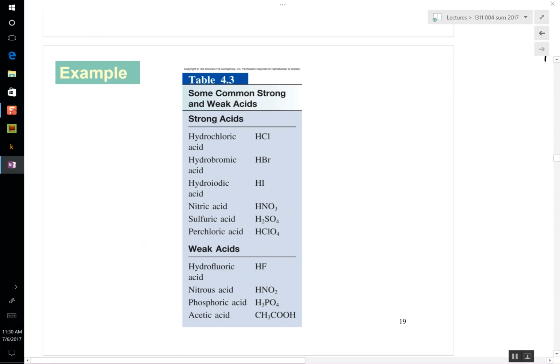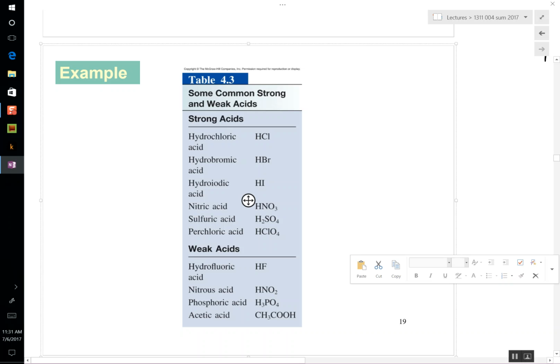Some common strong and weak acids. Hydrochloric, hydrobromic, hydroiodic, nitric, sulfuric, perchloric. Hydrofluoric is a nasty acid. Maybe it is a weak acid, but this is a dangerous acid. You get it on your skin, and it drives down to the bone. It's really hard. It has to be treated specially to neutralize this acid. So hydrofluoric, nitrous acid, phosphoric, and acetic are weak acids.